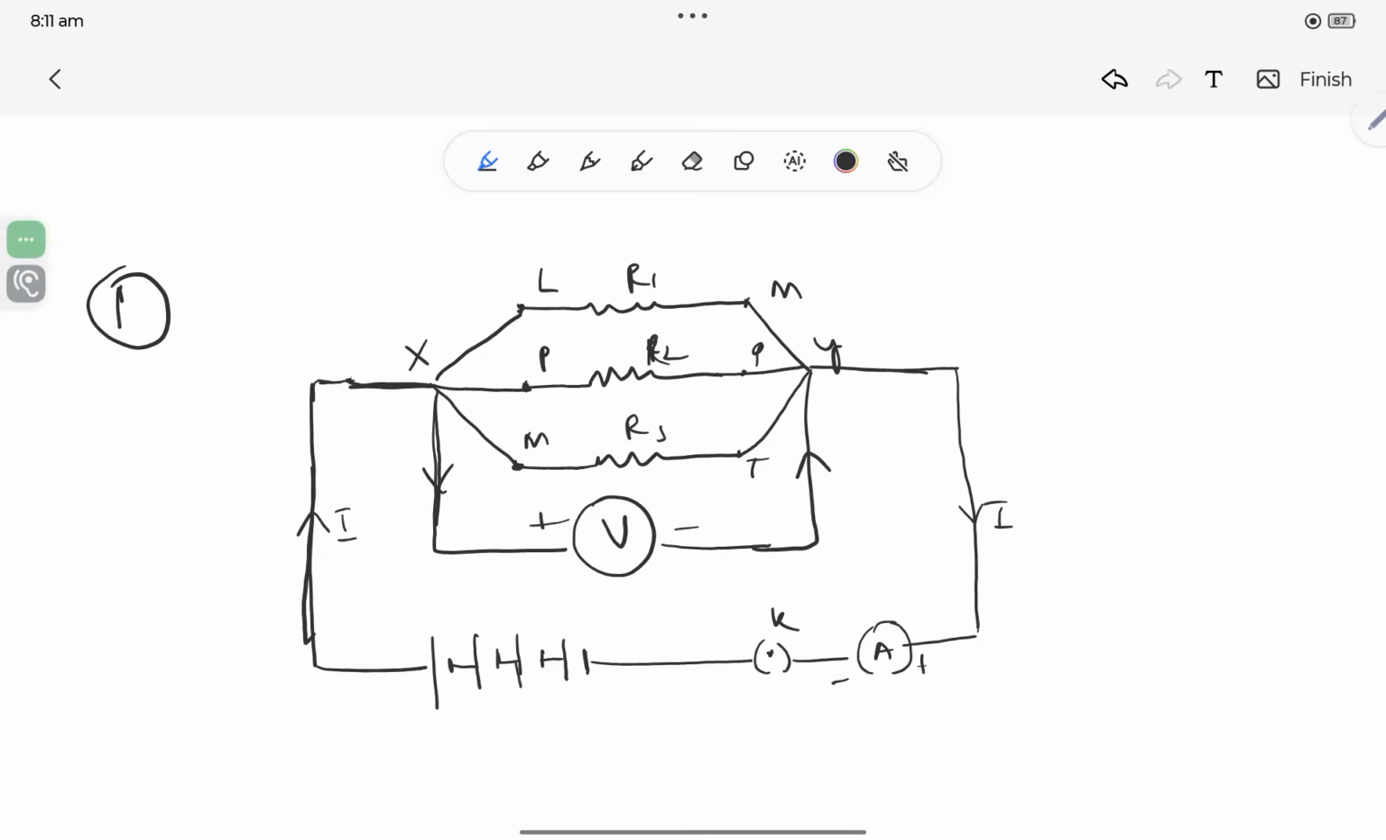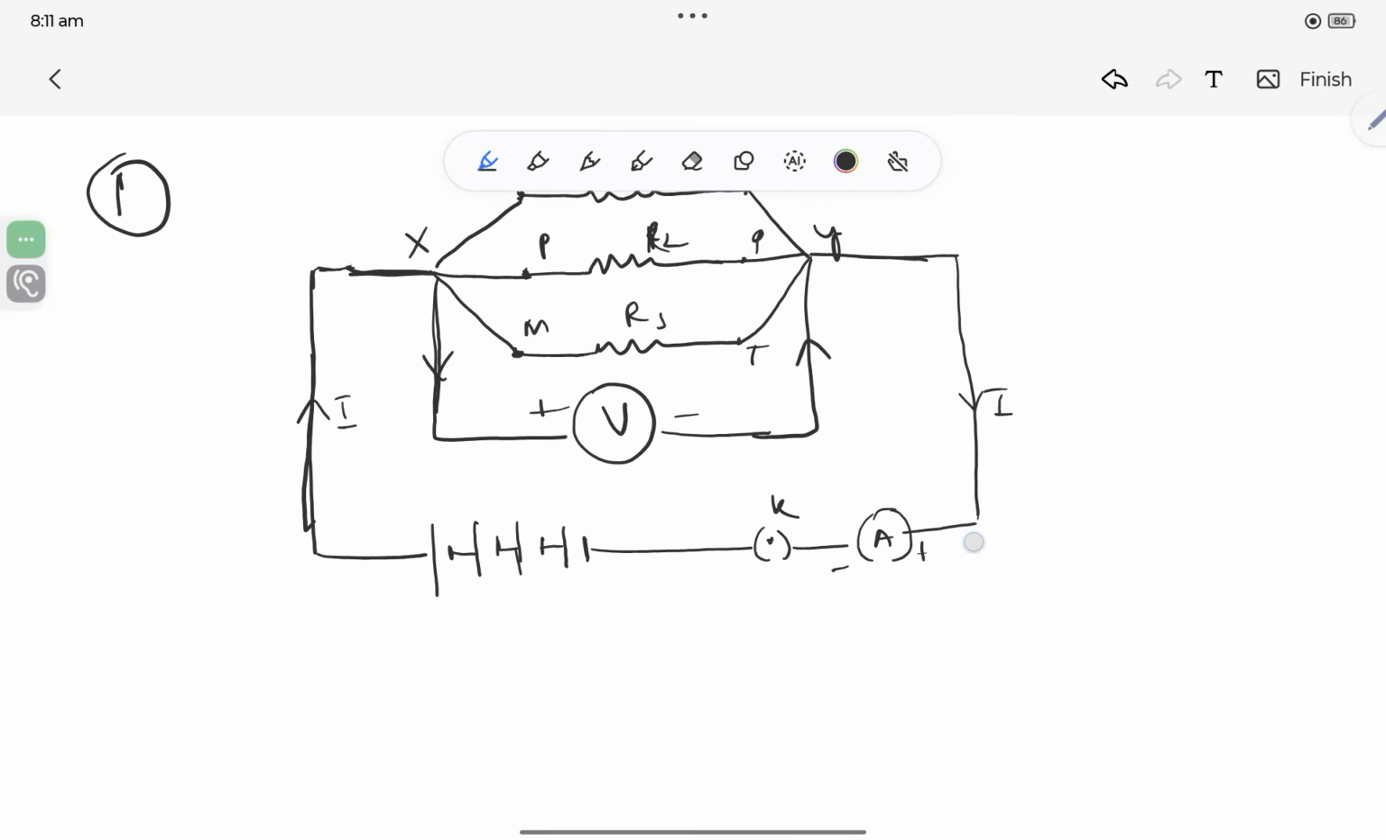Today in this class we will solve problems on combinations of resistors. Here is the problem. Three resistors are connected in parallel, along with a voltmeter connected in parallel. The battery is connected with a key, and the values are given.